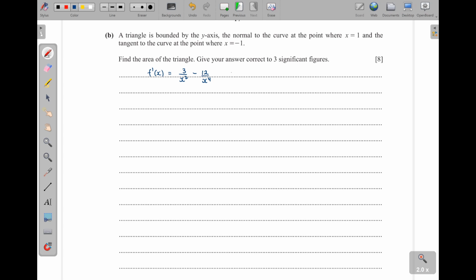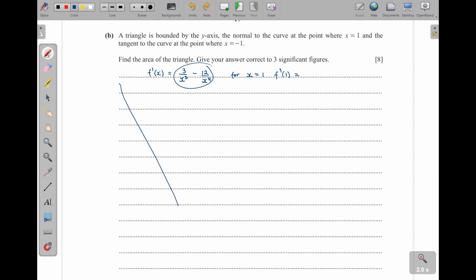Now, for x is equal to 1, what will be the f prime of 1? In other words, the gradient of that tangent, because first you get the gradient of the tangent, then from there you can get the gradient of the normal. So when I put 1 here, of course, this will be 3 over 1, then minus 12 over 1. That one will give us -9.